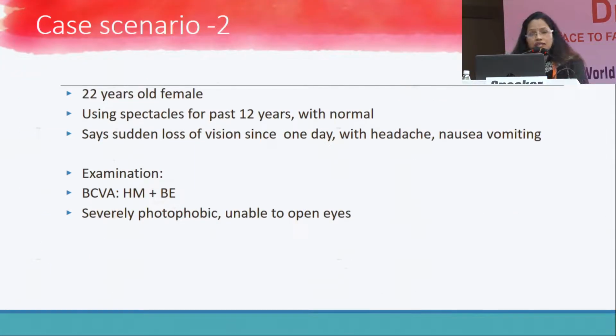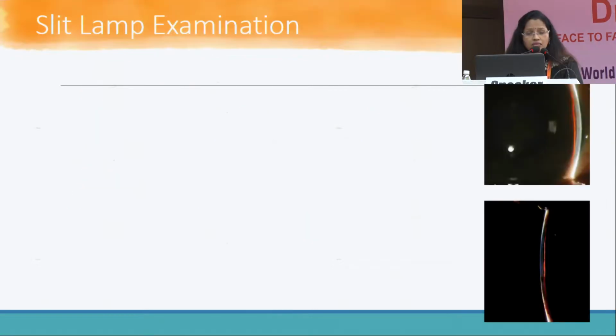Now, after these systemic medications, I am coming to another case, of a 22-year-old female. She had been using spectacles for the past 12 years, and one day she had some headache and was prescribed some medication. But then she had sudden loss of vision with headache, nausea and vomiting. This was the history she gave. On examination, the best corrected visual acuity was hand movement in both eyes. She was severely photophobic, just unable to open her eyes.